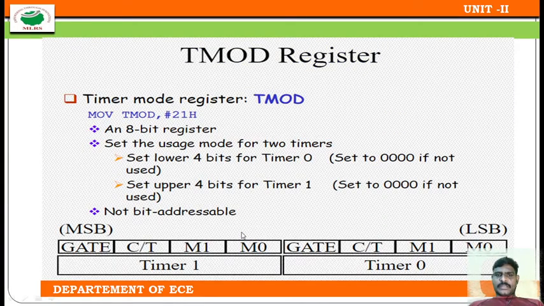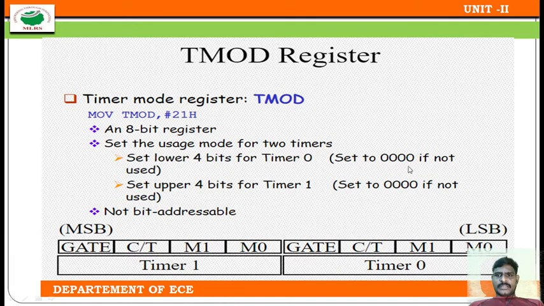Then what is this TMOD register? The TMOD register is used to set the mode of operation, or whether it acts as a timer or a counter. It is an 8-bit register. It sets the usage mode of the two timers, timer 0 and timer 1, that is, how we want them to be used, either as a timer or a counter.